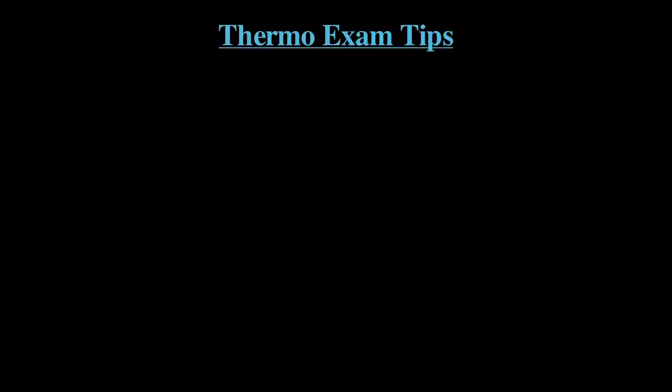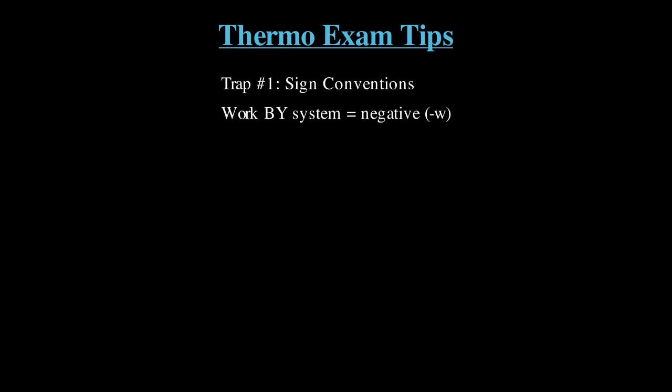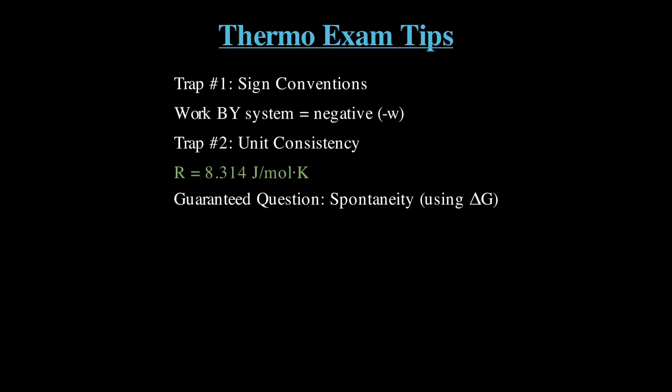Now for exam tips. NEB loves to test a few things repeatedly. First, watch your signs. Remember, work done by the system is negative. That's a common trap. Second, units are critical. When using the delta H equation, make sure your R value, 8.314, is in joules to match your energy units. Memorize the Gibbs free energy equation. Questions on spontaneity are guaranteed.